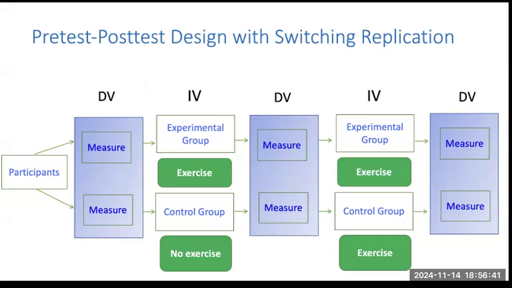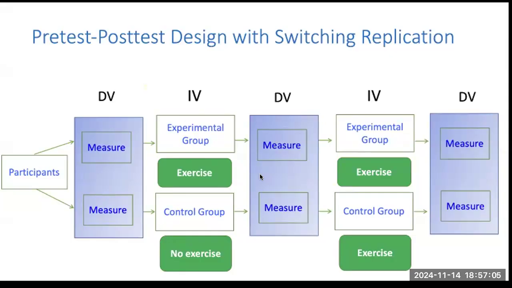So let's go through this. It's pre-test because the dependent variable is being measured before anything is introduced. So that's the pre-test part. Then you have the introduction. If you look at the first IV, you see the experimental group gets exercise, the control group gets no exercise. Then the dependent variable is measured again. That's the post-test component, right?